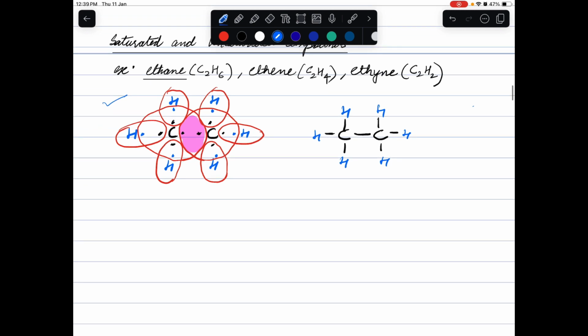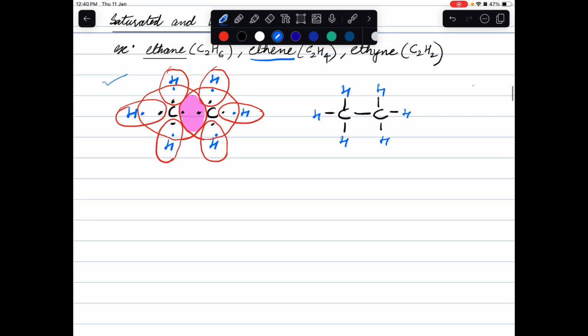Now the second one is ethene. And ethene has got 2 carbon atoms again. So we will show 2 carbon atoms, with 4 electrons on each carbon. Why have I shown the electrons like this? It will be clear when we show the structure. Now there are a total of 4 hydrogens. So per carbon there are 2 hydrogens. First hydrogen and second hydrogen. Same is the case for the other one, first hydrogen and second hydrogen.